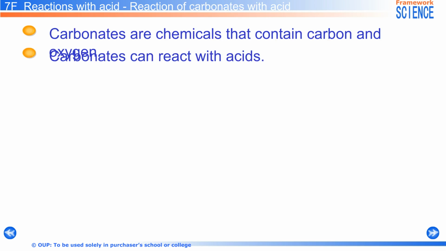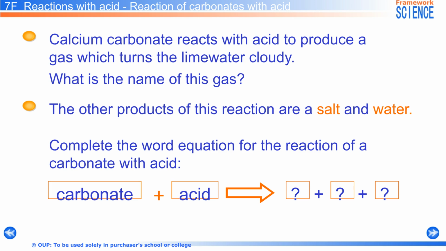Carbonates are chemicals containing carbon and oxygen. Like some metals, carbonates can also react with acids. For example, calcium carbonate reacts with acid to produce a gas that turns lime water cloudy. The other products of this reaction are a salt and water. Complete the word equation for the reaction of a carbonate with acid.